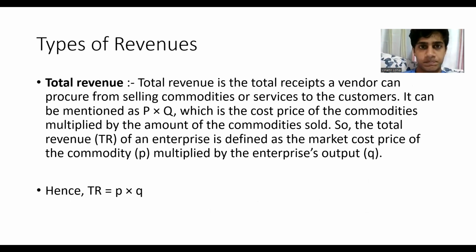The types of revenue are total revenue, which is the total receipts a vendor can procure from selling commodities or services to the consumers. So TR is equal to P into Q. Total revenue is equal to price into quantity. We are coming to the end of the session today.